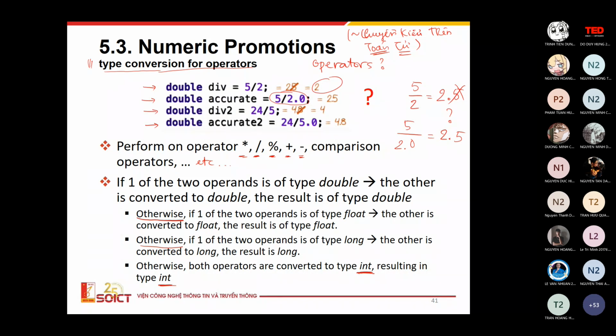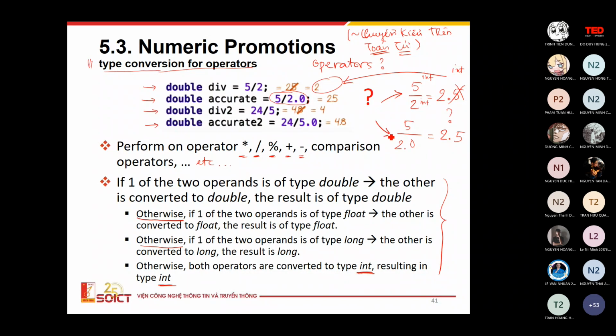Okay, so let's see what it means here. You see, in this example, we have 5 divided by 2. 5, if you write like this, it will be int, okay? And 2 will be int also. So if you divide an int by an int, the result will be int. So here you just get 2, but not 2.5.